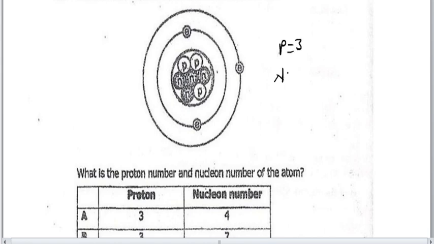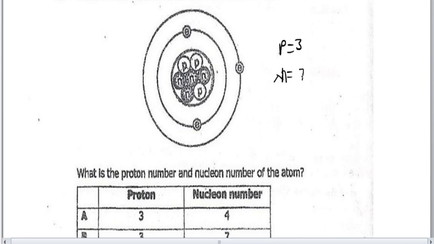Then what of the nucleon number? The nucleon number is also referred to as the mass number. So the mass number is the total number of protons and neutrons. So you count everything in the nucleus. We have 1, 2, 3, 4, 5, 6, 7.